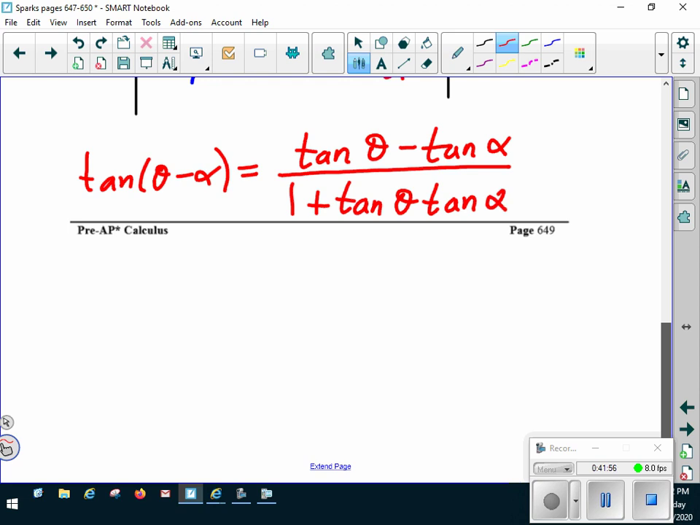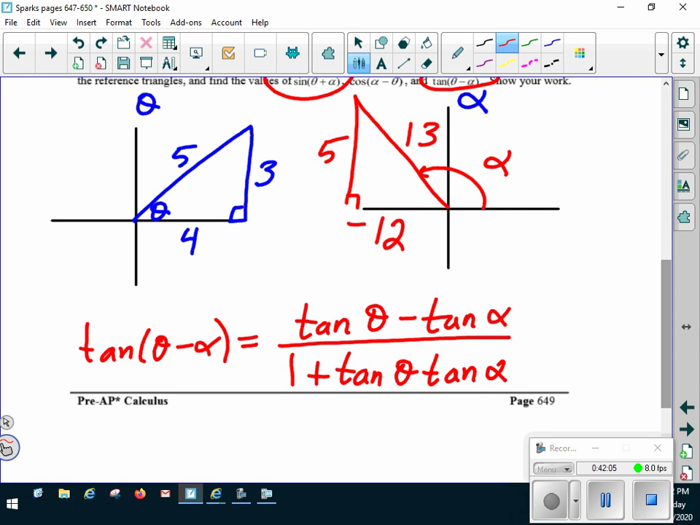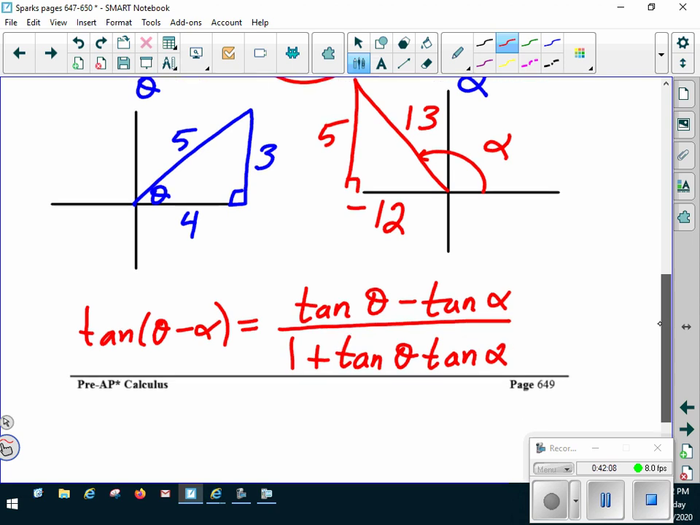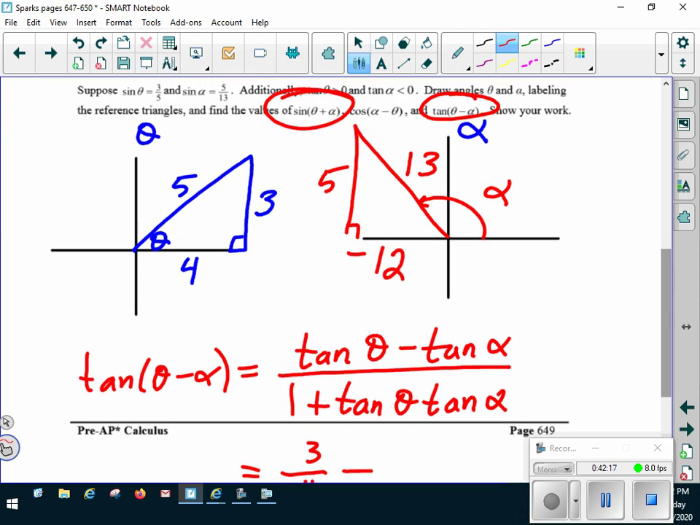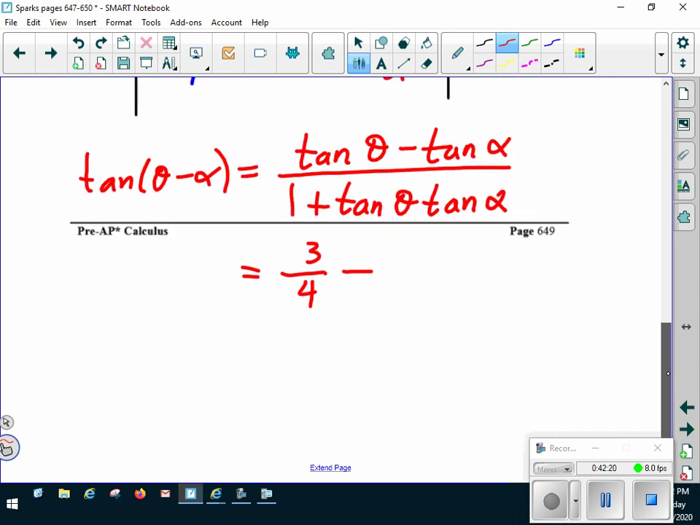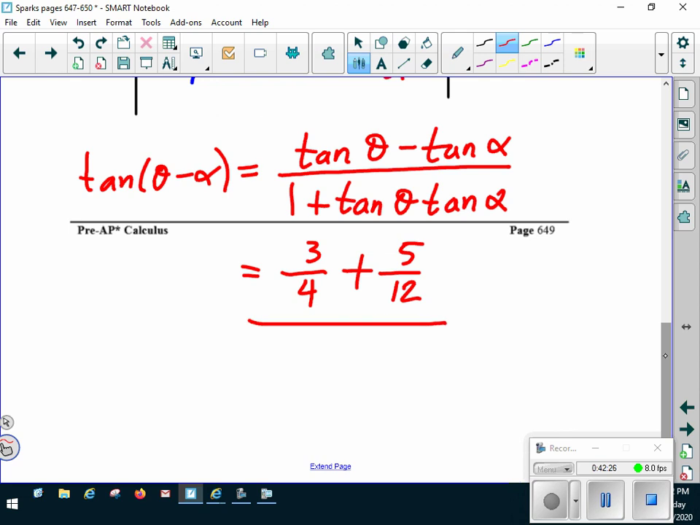Now those tangents better be easy to find. What's the tangent of theta? 3/4, minus, what's the tangent of alpha? Negative 5/12, over 1 plus the tangent of theta, which you said was 3/4, times the tangent of alpha, which you said was negative 5/12.